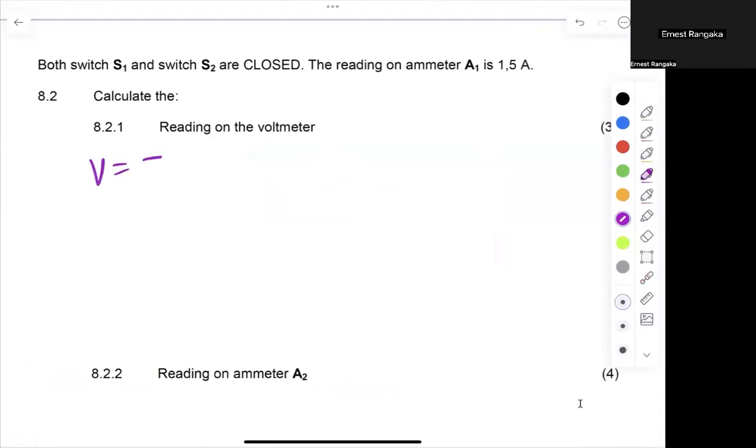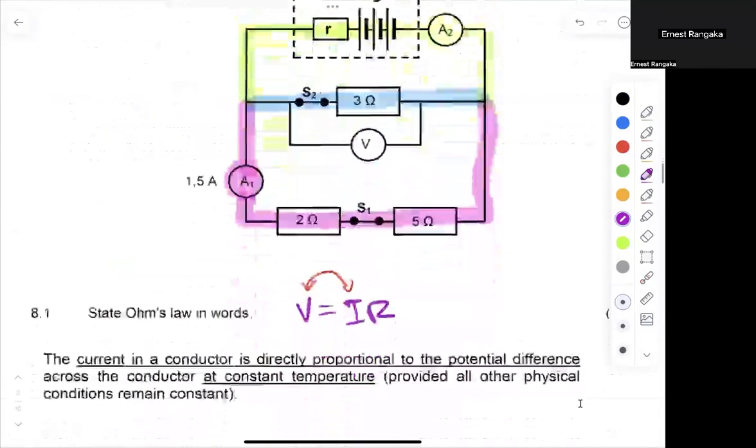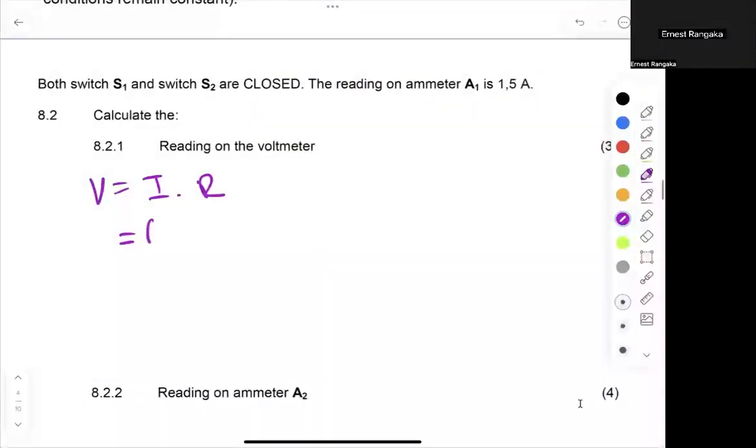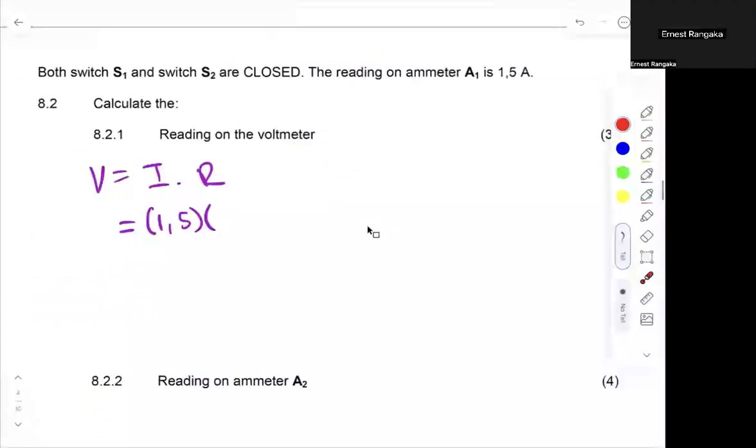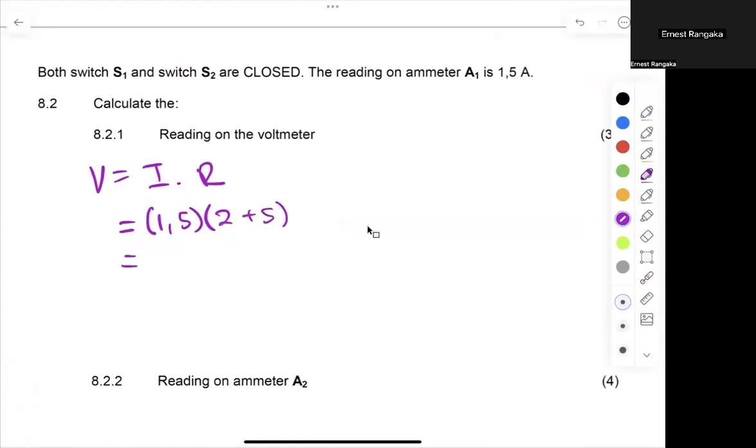So V is equal to I times R. The current was given to me as 1.5 amps. The resistance in that branch is going to be these two, the 2 ohms plus 5 ohms, right? You take those 2 ohms plus 5 ohms and put them all together. That's 2 plus 5, and then you put that into your calculator.